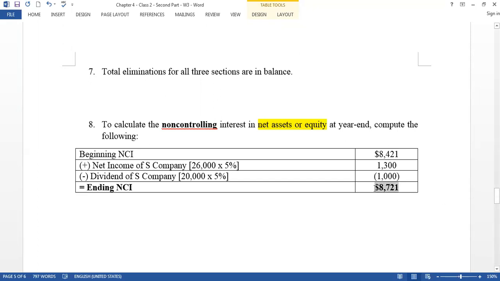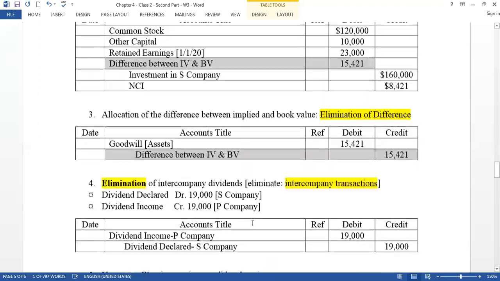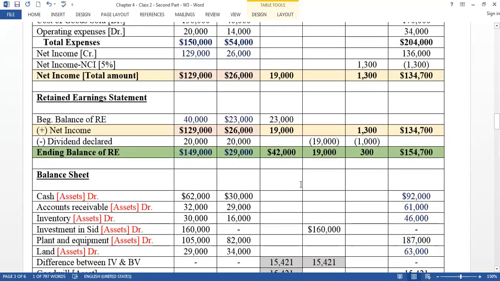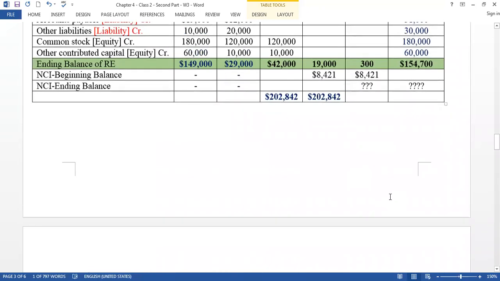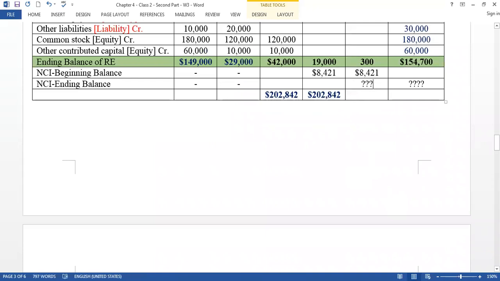Okay? Do you understand? Beginning balance we calculated from the very beginning. Beginning balance plus net income minus dividend. So everything is here. Beginning, this is the net income plus, right? And dividend minus. Clear? Yes. So we know the ending balance is 8,721, and this number we transfer to the consolidated balance sheet.